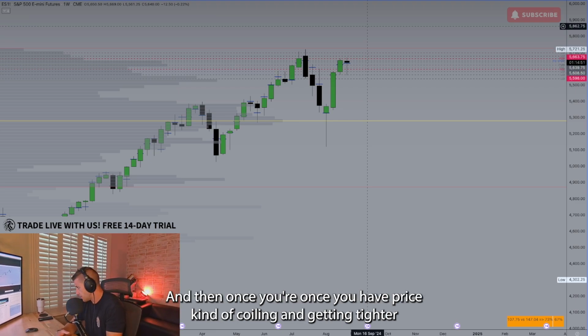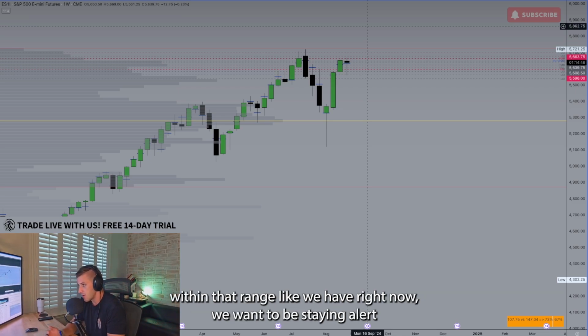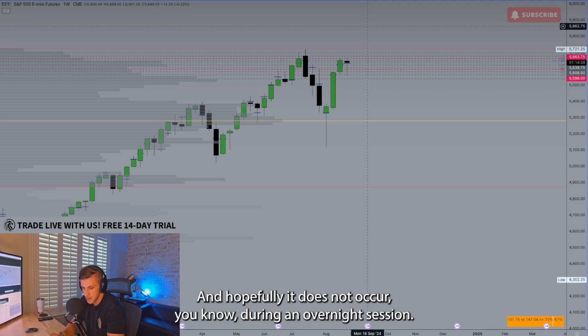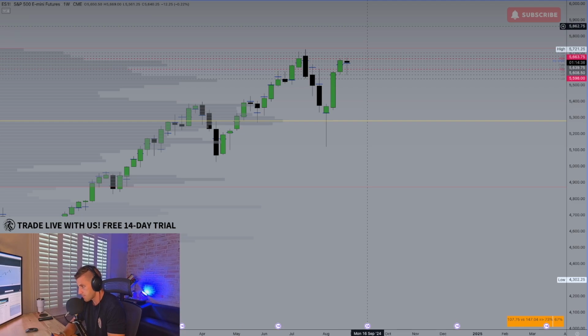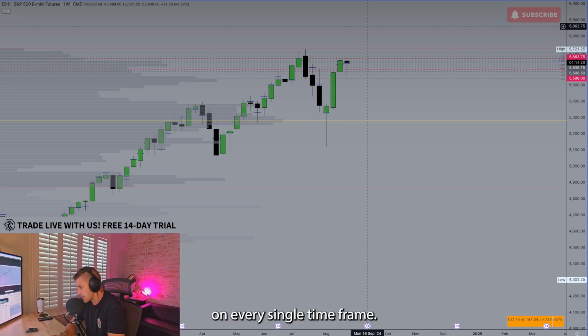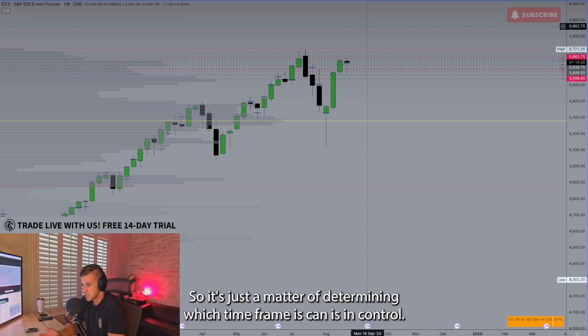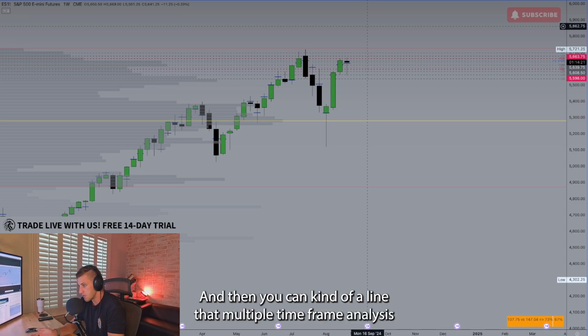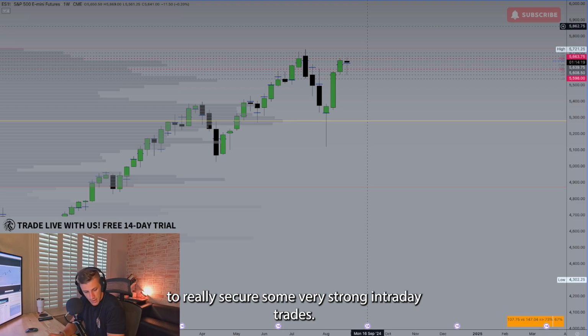And then once you have price kind of coiling and getting tighter within that range like we have right now, we want to be staying alert and really looking for that breakout trade, that next leg higher, and hopefully it does not occur during an overnight session. We see this theme play out pretty much on every single time frame. So it's just a matter of determining which time frame is in control, and then you can kind of align that multiple time frame analysis to really secure some very strong intraday trades.